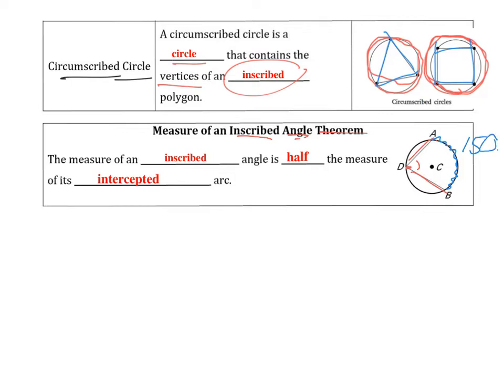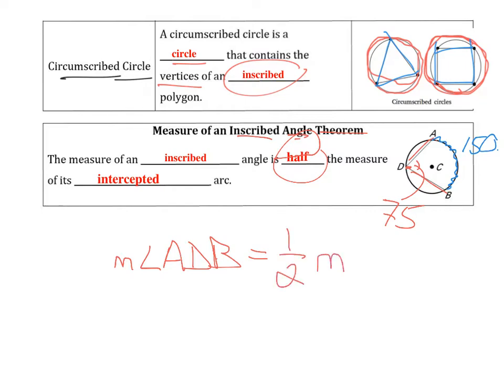So let's say the arc is 150. I know that this inscribed angle is actually going to be half the measure of the intercepted arc. So in this case, I'm saying that the measure of angle ADB, so the inscribed angle, is going to be equal to half the measure of arc AB. There's my arc symbol.